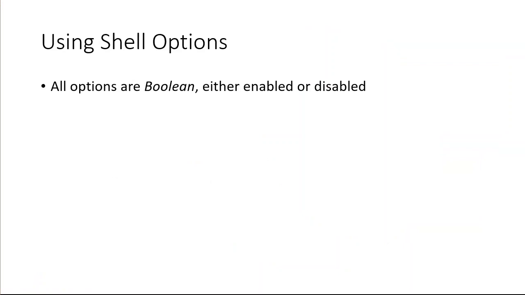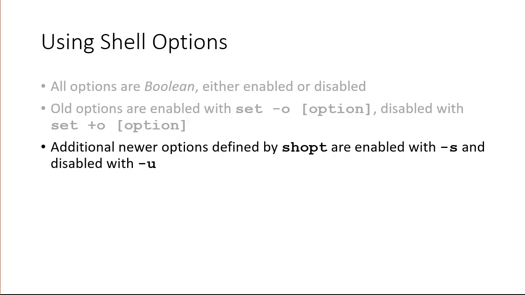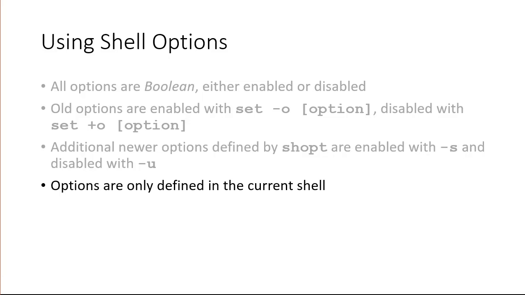In summary, all options are Boolean. That is, they are either enabled or disabled. Options defined by the set command are enabled with -o and disabled with +o. Additional newer options defined by shopt are configured using -s and -u. Options are only defined in the current shell. They are not propagated to subshells. Only your current working directory and environment variables are propagated to subshells.